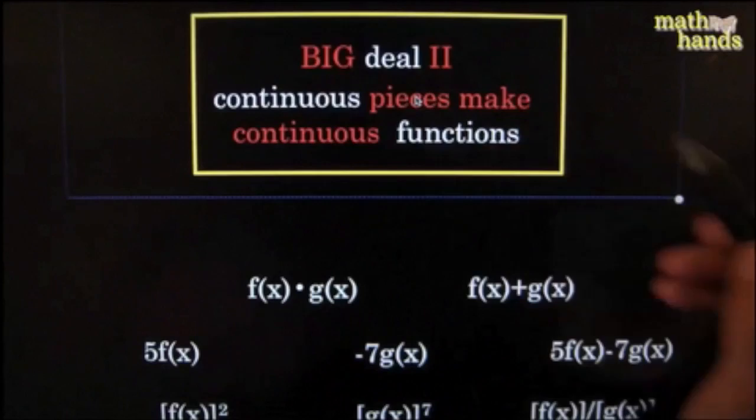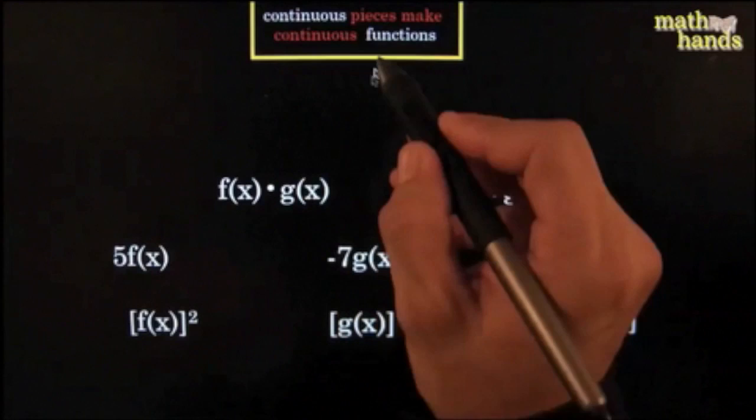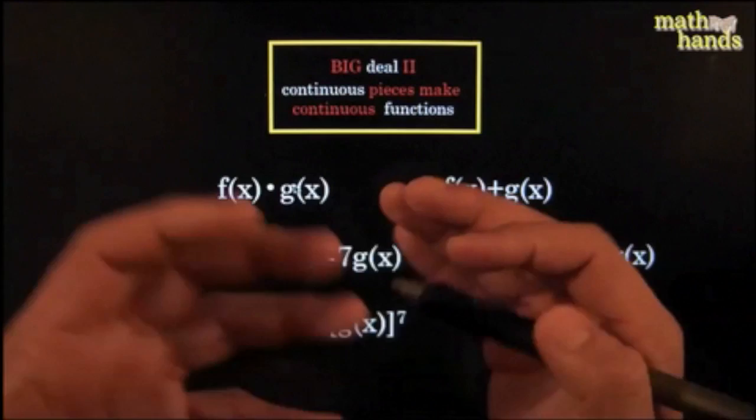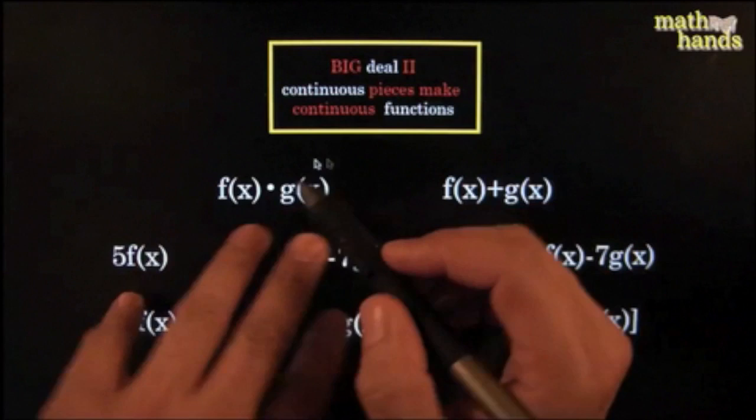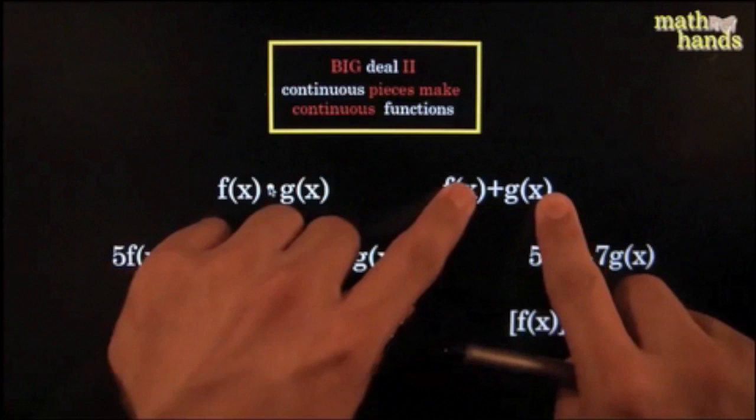All right, so here, suppose that you knew that f of x and g of x were continuous at some point. I don't care where. Let's say at point x equals c. If each piece, f and g, were continuous, you got two pieces. Suppose that you knew that when you multiply continuous functions, you get continuous functions. Well, then the product would be continuous. Suppose you knew that the sum of continuous functions gives you continuous functions. Then this would be continuous.